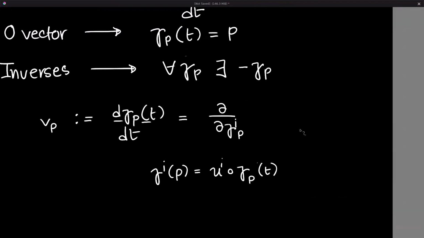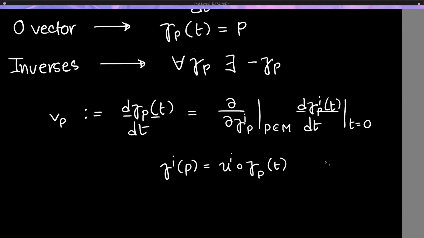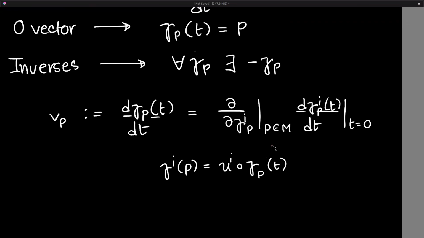Did I get that right? Yeah. So we can use chain rule. So if we use chain rule, then what do we get? P element of m, d gamma I t dt at t equals 0.